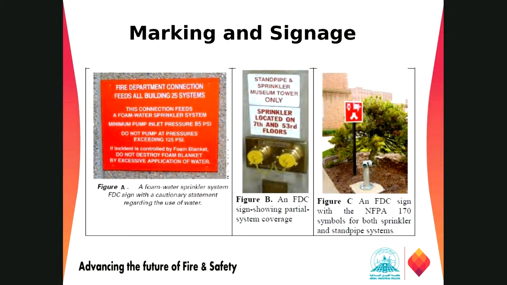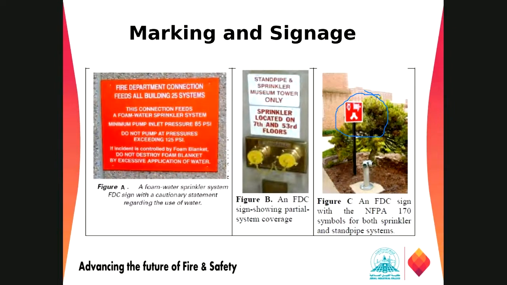The one we can see here is a FDC sign with NFPA 170. We discussed NFPA 170, which gives symbols for various fire protection equipment. And here we have the standpipe system, sprinkler located on 7th and 53rd floor.